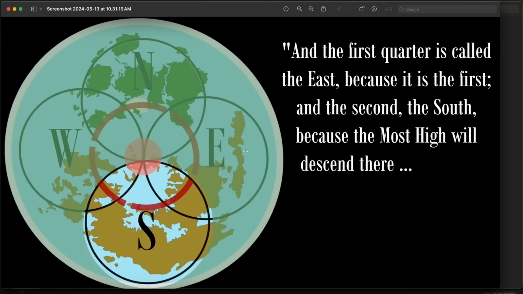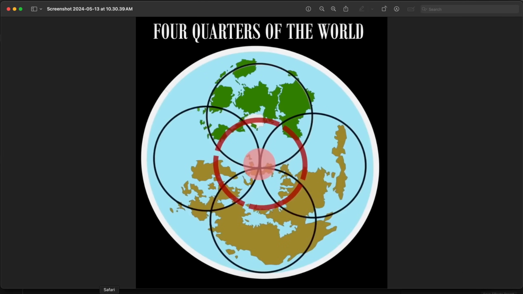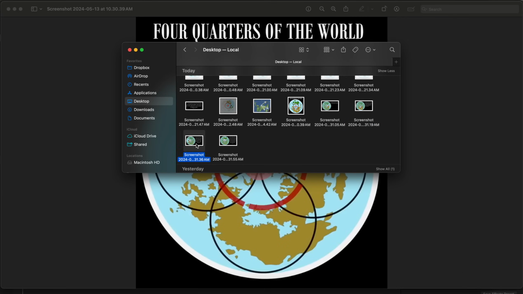They'll descend there because they can no longer occupy these lands because your magnetic pole is shifting. It took about 2,000 years to get here. Okay? That whole journey from east to south, the first quarter over here to the second quarter over here, is about 2,000, 2,100 years. All right? The Most High will descend there. See what he says about the next quarter.